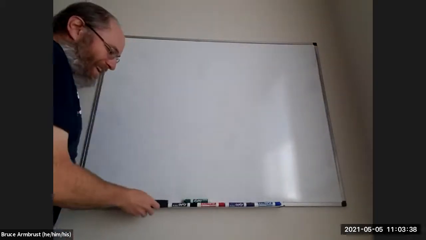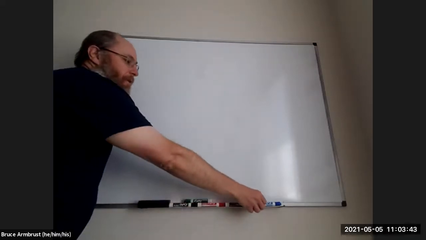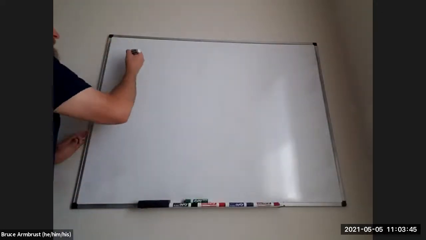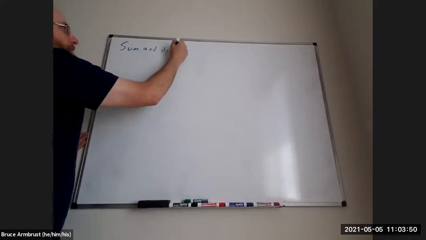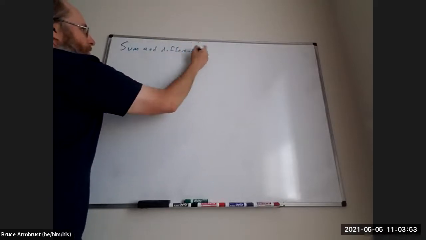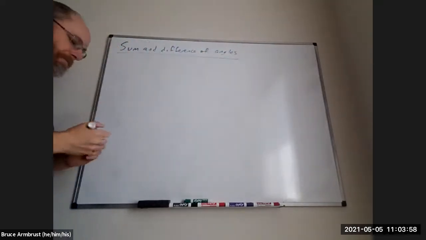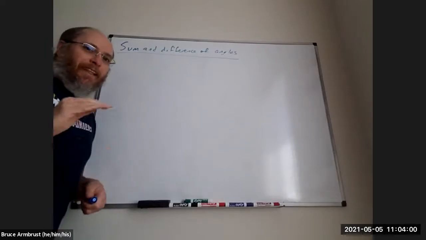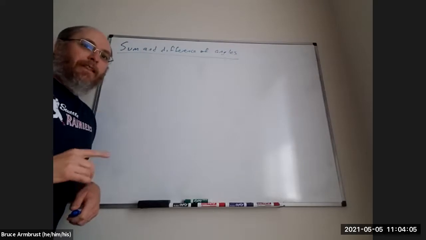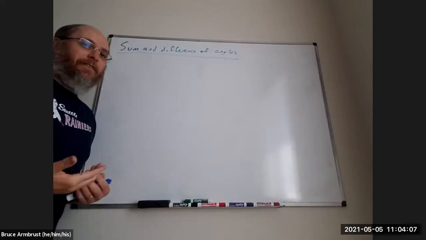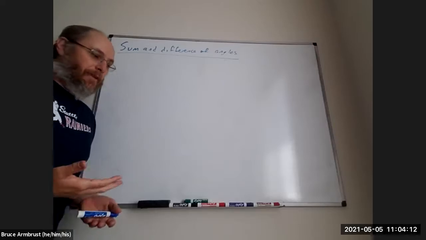All right, so today we're going to start developing more identities. And the first that we're going to build are what we call the sum and difference angle identities. So these are exactly what they sound like. These are going to be identities that involve sums and differences of angles.